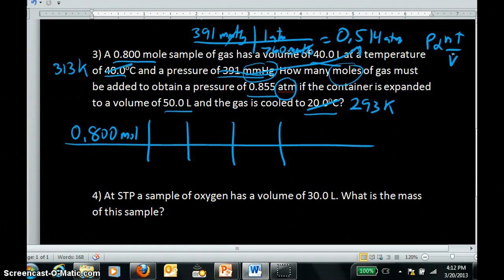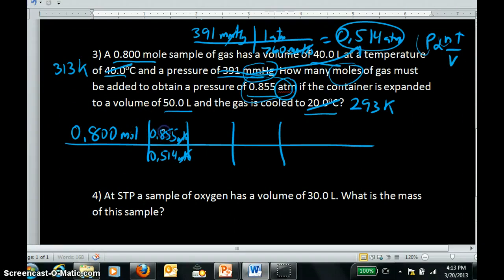And first, if we're interested in how moles and pressure are related, that's easy to see. It's a direct relationship between pressure of a gas and moles of a gas. In this particular problem, the pressure is increasing from 0.514 to 0.855. So I need a proportional increase in moles of my gas. Atmospheres cancel, I still have moles.